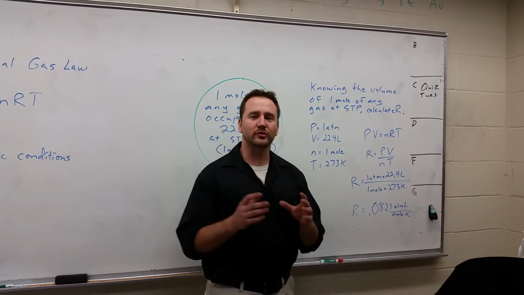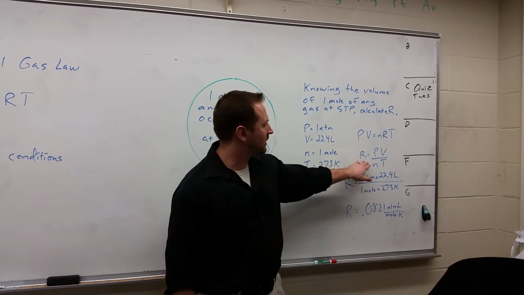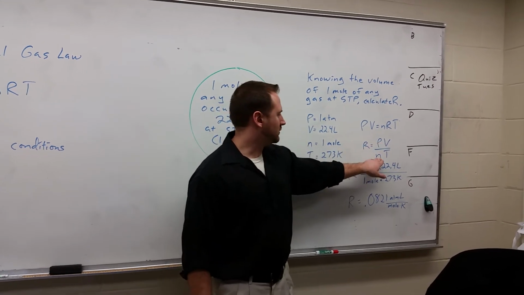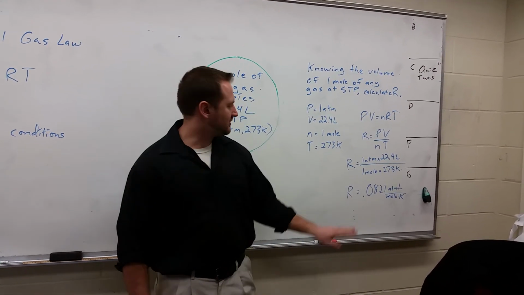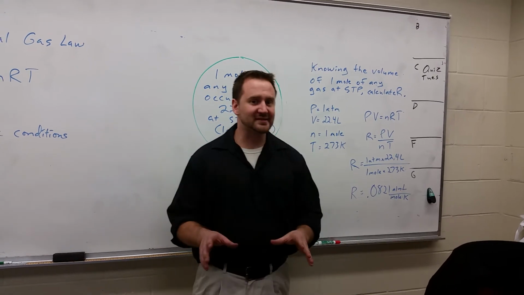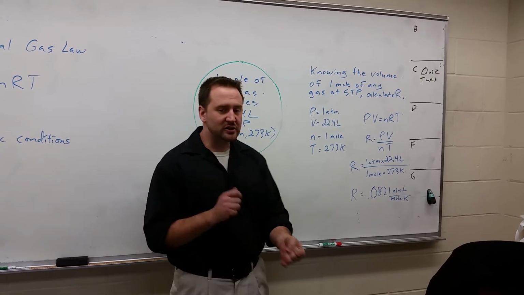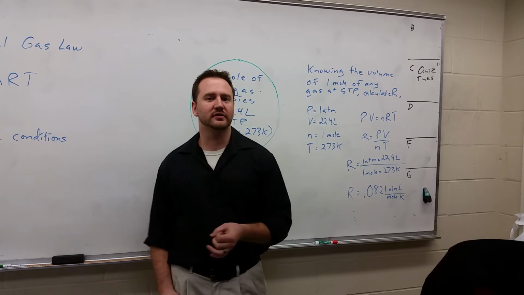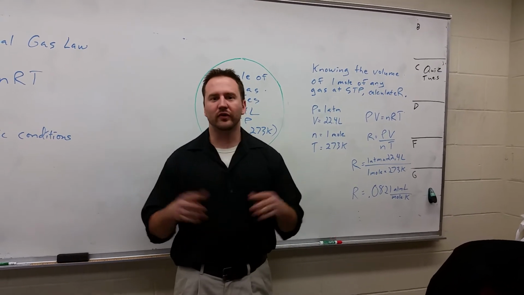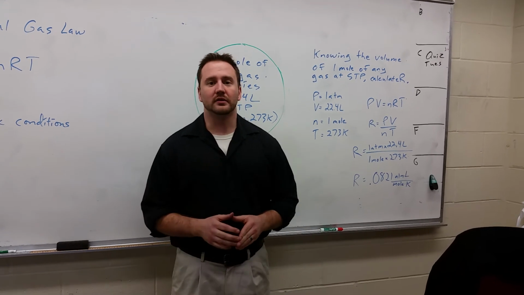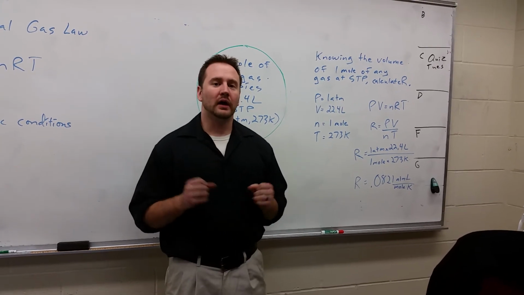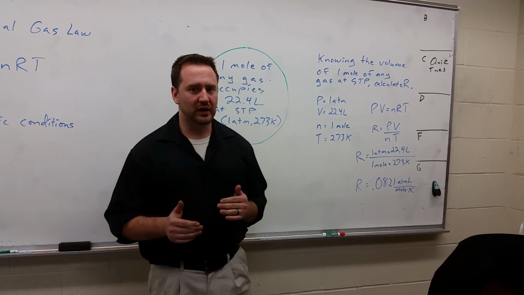And since we're solving for R, we're going to rearrange our equation to be PV over nT, and then we plug in our values. And what we'll find is that our R value, and this is a constant, so no matter how much gas you have, what the temperature is, what volume it's taking up, or what pressure it's at, that value remains constant, is 0.0821 atmospheres liters per mole Kelvin.